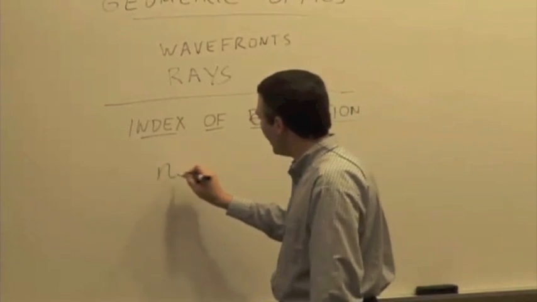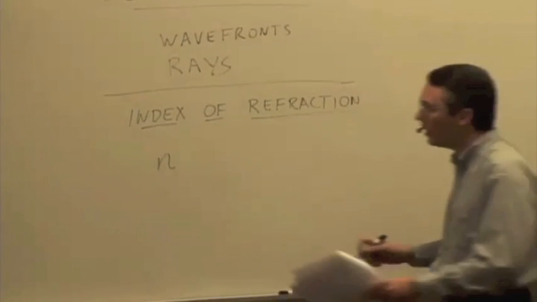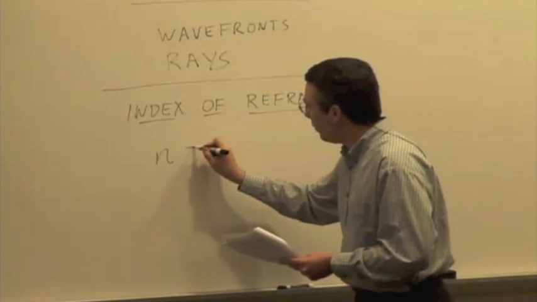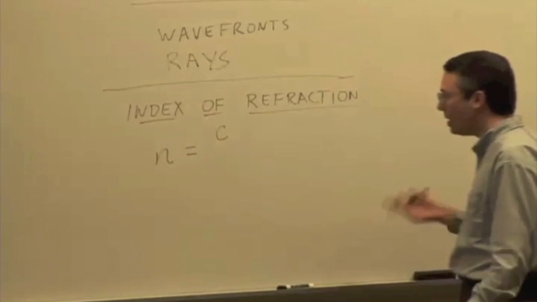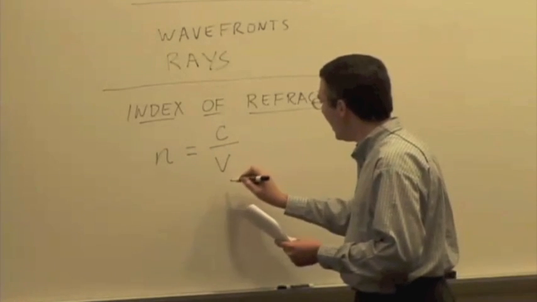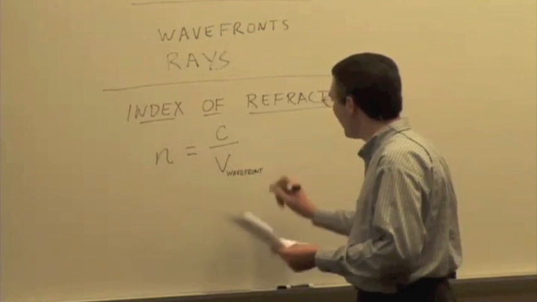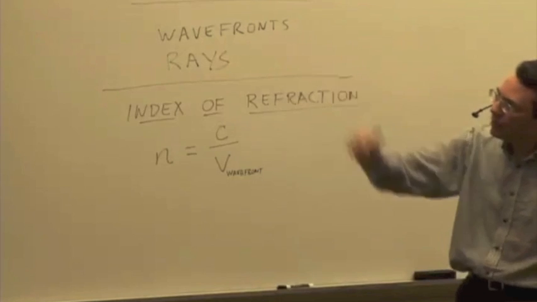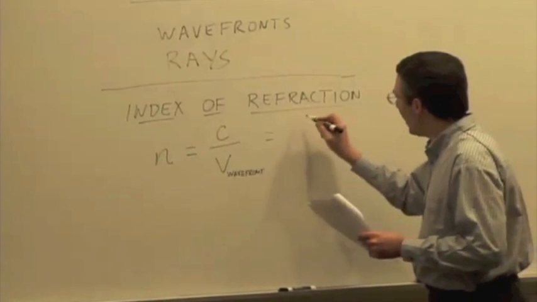Index of refraction is given by the symbol little n, which is unfortunate because that's also the same symbol we use for mobility, or electron density, but we'll just have to deal with it. The formal definition of n is the speed of light in vacuum, 3 times 10 to the 8th meters per second, divided by the speed of the wavefront inside the medium, okay, which is different. We see these wavefronts moving slower inside the medium.